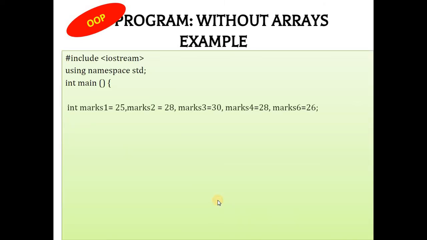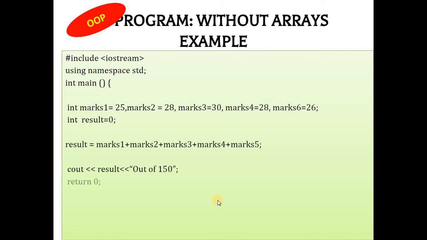Now consider a program without arrays. As an example, if I ask you to calculate the total marks of 5 subjects, we write marks1 = 25, marks2 = 28, marks3, and so on. So I am taking 6 marks here. Likewise, if I ask you to find the total marks of 100 subjects, for each and every subject you will have to take 100 such variables, as seen here with 6 variables.